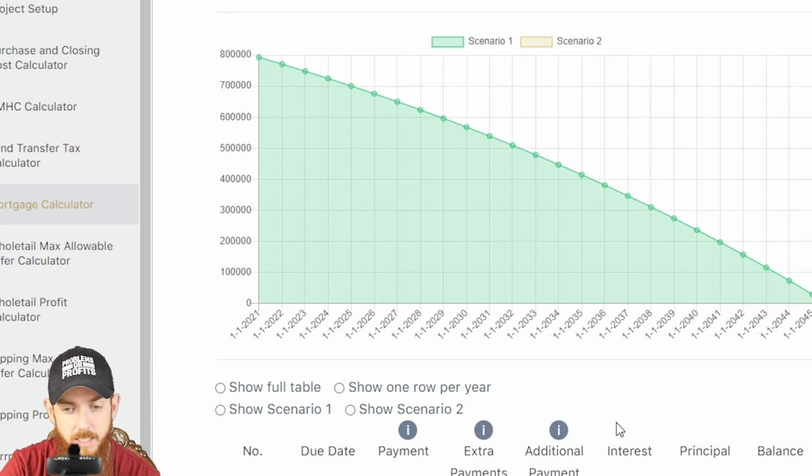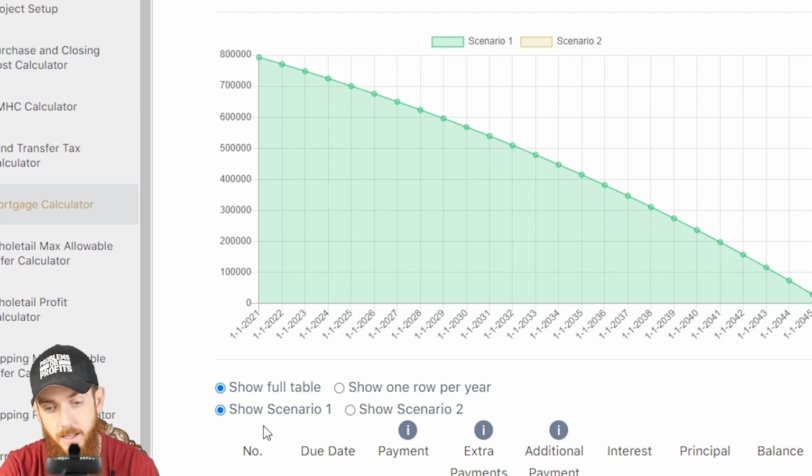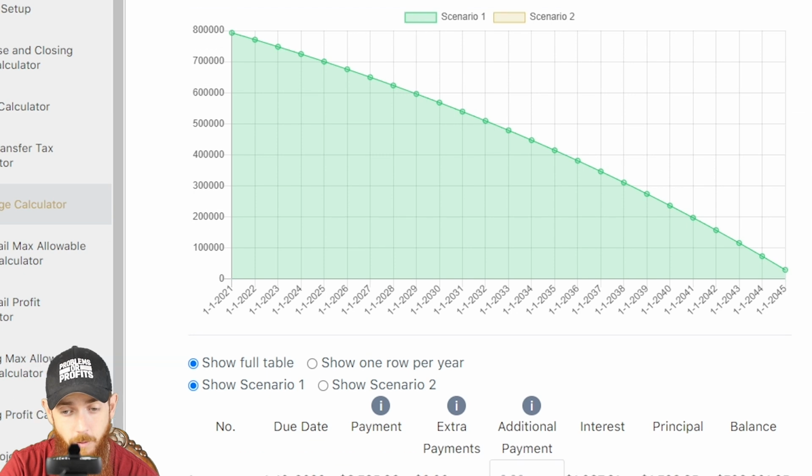But further down, this is the part I'm really proud of. I don't think any other mortgage calculators allow you to do this. If you want, we can look at either getting a full table for our amortization period, or you can have a yearly summary. But if I go here right now and click show scenario 1, you can see, and now don't let this intimidate you, this is really just for those of you that really want to get into the nitty-gritty details and forecasting.